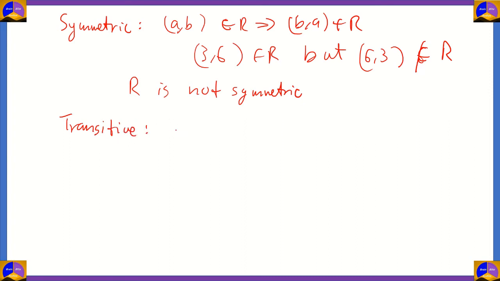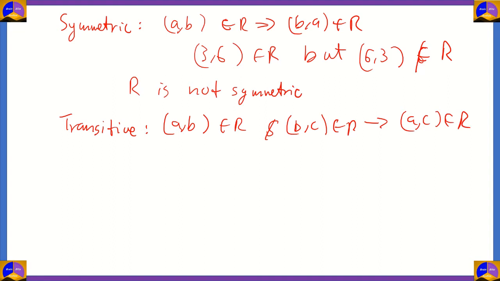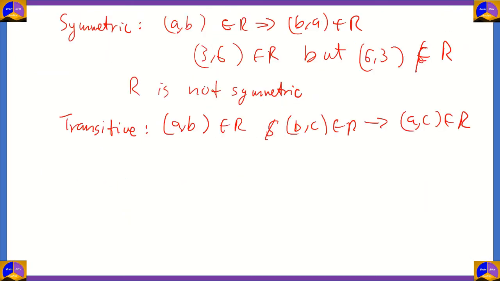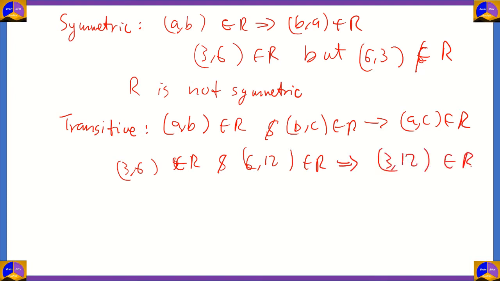To prove that a relation is transitive, you need to get the condition that (a, b) belongs to R and (b, c) belongs to R implies that (a, c) must belong to R. So if you look at this relation, you have (3, 6) belongs to R, (6, 12) belongs to R, and also (3, 12) belonging to R. So (3, 6) belongs to R and (6, 12) belongs to R implies that (3, 12) also belongs to the relation R. So therefore, the relation R is transitive as well.